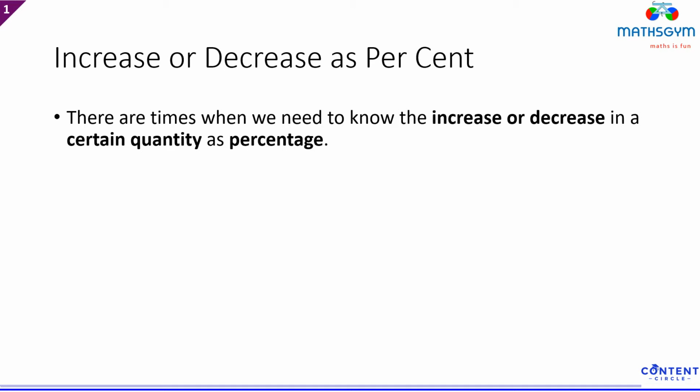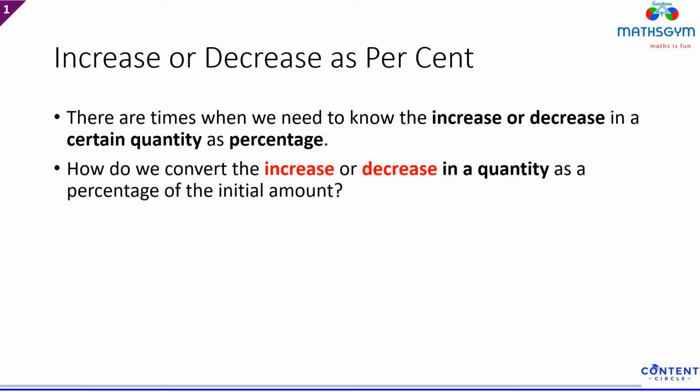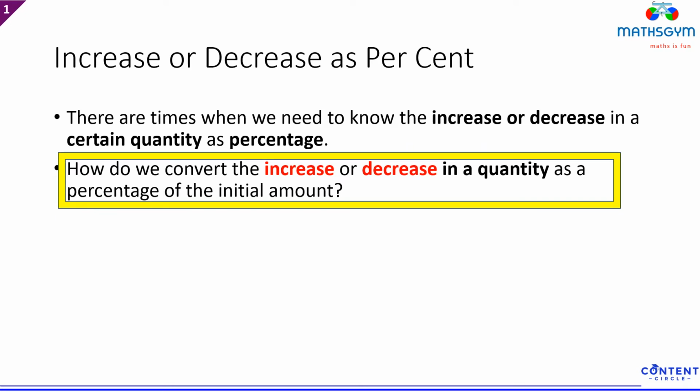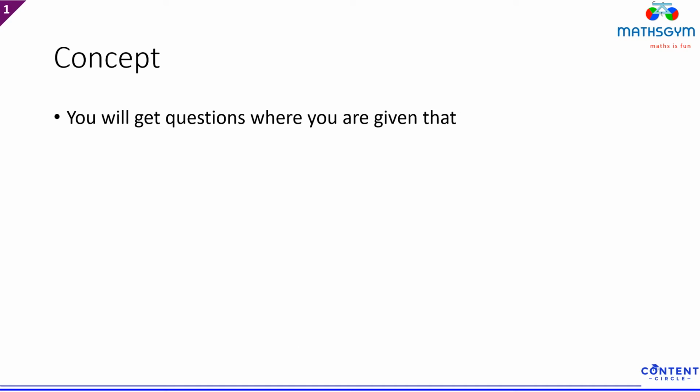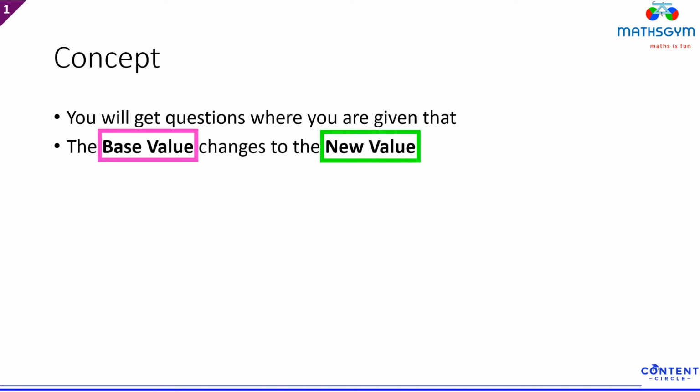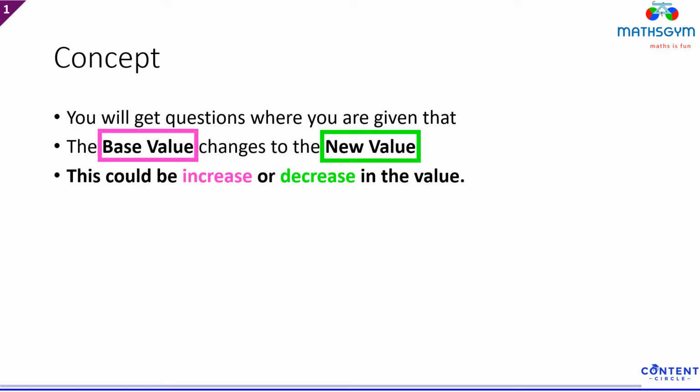So any of those. Now the point is you are asked a question on how to convert this into an increase or a decrease in quantity as a percentage of the initial amount. Fundamentally you are asked what is the increase in percent or decrease in percent as the case might be. You will get questions where you are given that the base value changes to a new value. What it means is that in the scenario given to you, there would be some base value which has changed to a new value. It could be an increase, it could be a decrease.